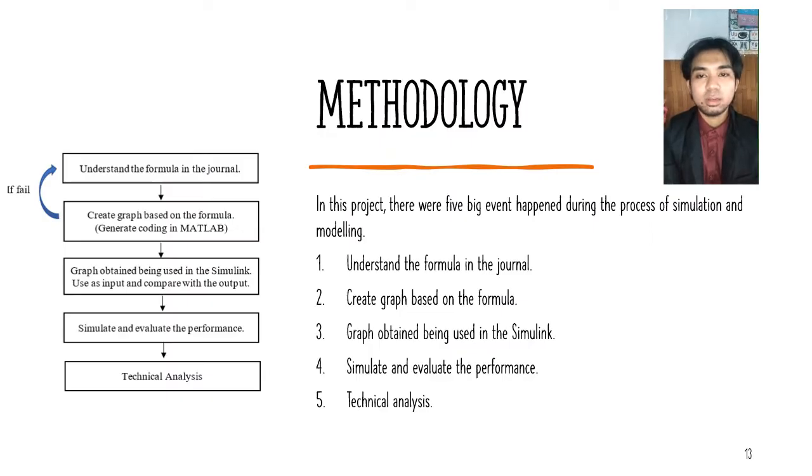In the project, there were 5 big events during the process of simulation and modeling. First one is to understand the formula in the journal. Second, to create a graph based on the formula. Third, the graph obtained is used in the simulation. 4. Simulate and evaluate the performance. 5. Technical analysis. You can see the diagram in the slide. There are steps for simulation and modeling.